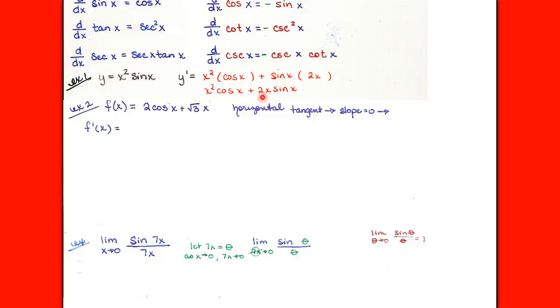All right? So let's look at this first piece. 2 cosine x. What's the derivative of cosine? Derivative of cosine is negative sine, right? So we'll have 2 times negative sine, or negative 2 sine. And then derivative of square root of 3x.